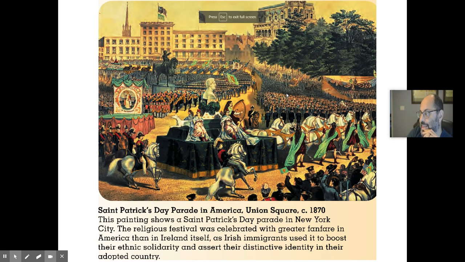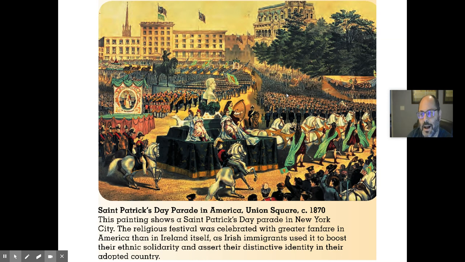An interesting thing happens as people come to the United States, and this might be true for lots of different immigrant experiences, but here outlined is the Irish immigrant experience. They celebrated St. Patrick's Day with greater zeal than they did in Dublin, in Ireland itself.